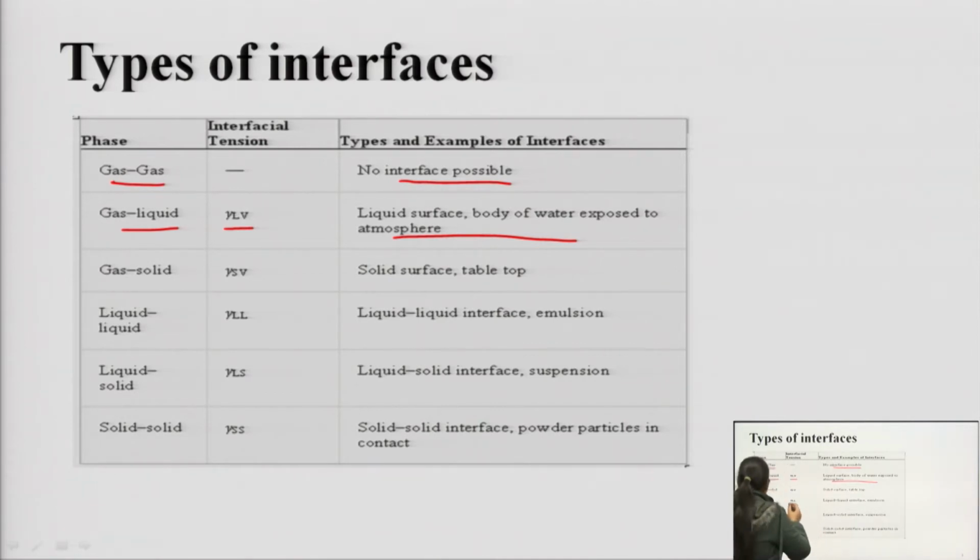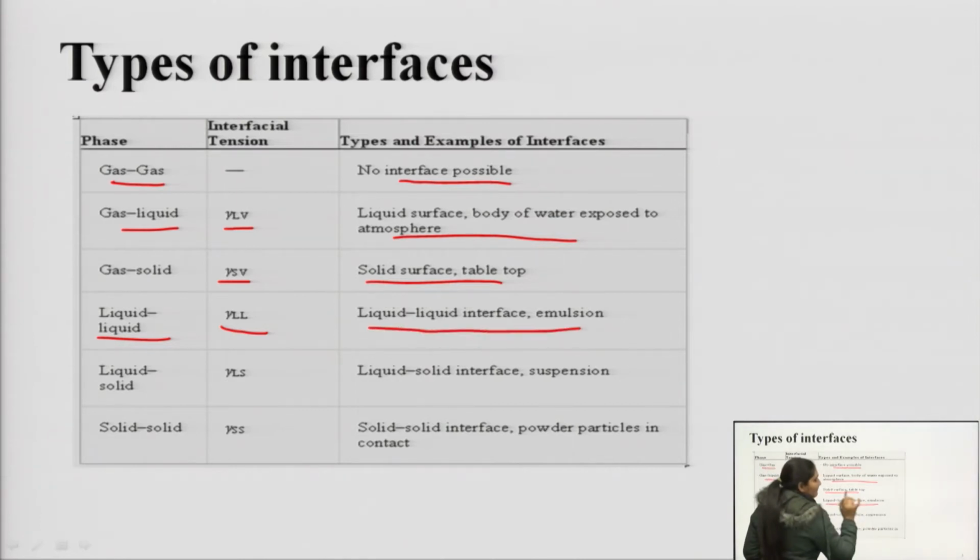Okay. Next is gas-solid phase. Gas-solid phase is represented by gamma SV, and an example of this is a solid surface or tabletop. Liquid interface is designated by gamma LL, and an example of liquid interface is emulsion, and that emulsion can be of peanut oil in water, or there can be two different liquids that are immiscible with each other.